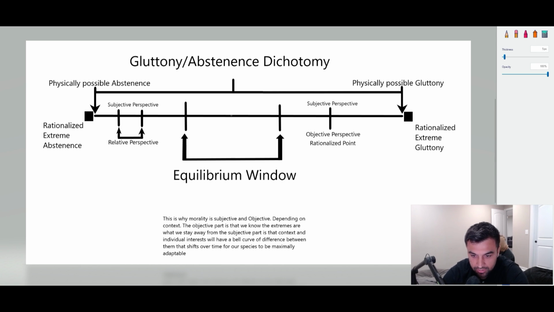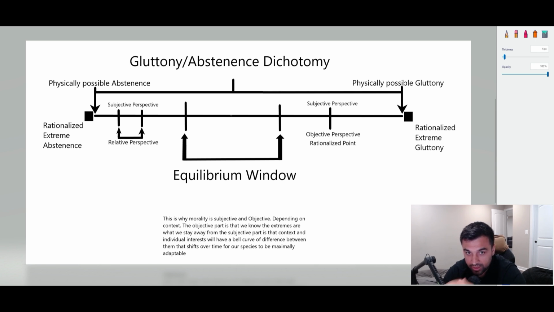So this is why morality is subjective and objective, depending on the context. The objective part is what we know the extremes are, what we can stay away from. The subjective part is the context, and individual interests will have a bell curve of difference between them that shifts over time for our species to be maximally adaptable. So we want our species to be adaptable. That's why you don't just choose a point on here and say this is perfectly ideal and healthy. It's a window, and that window, our bell curve across which we've been selected for by nature, is the maximum amount of differentiation that is maximally adaptable to every situation that we've been in as a species, and possibly further down the line. Especially now that we live in societies, we're selecting for different traits that are better in terms of what would survive in the context of society.